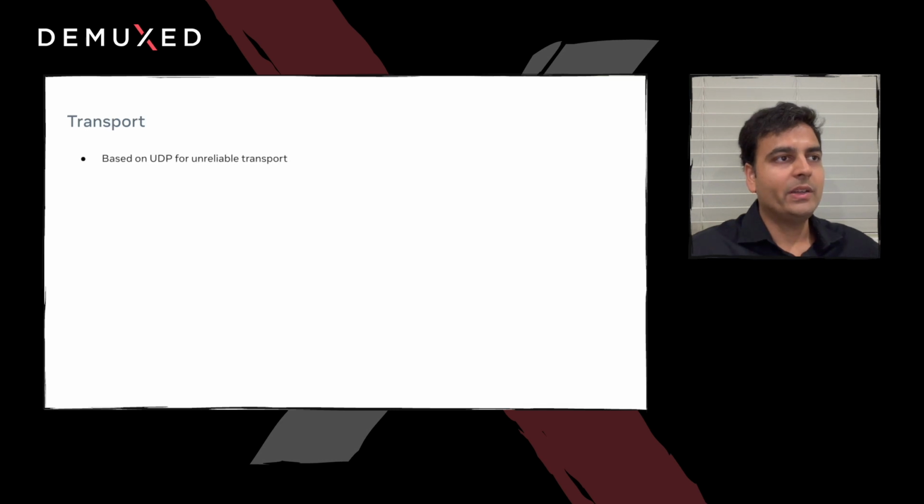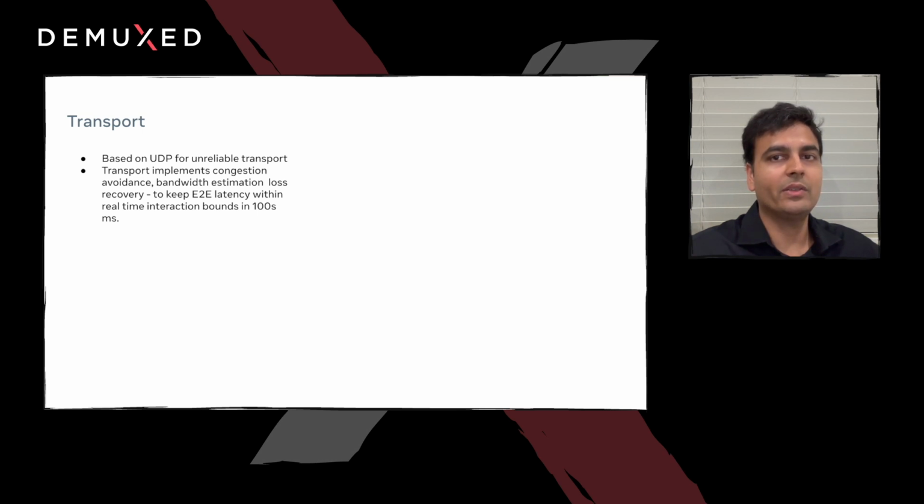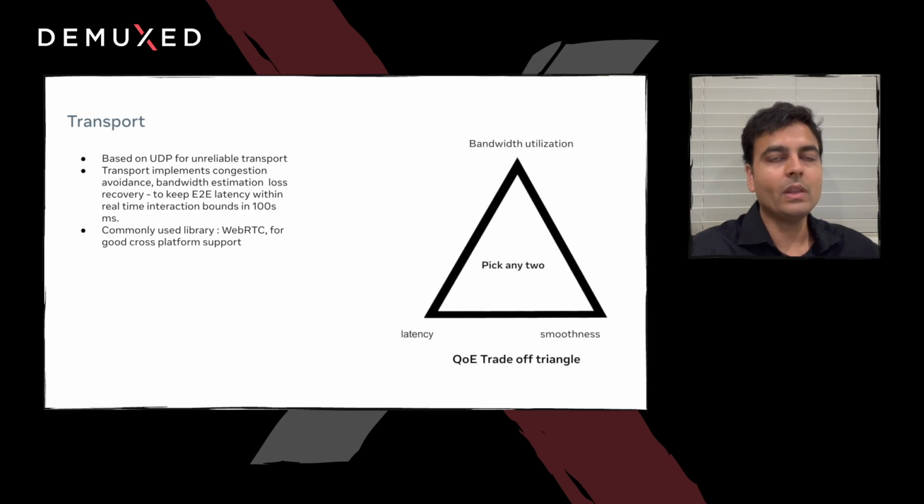On the transport side, you will typically have a protocol built on top of UDP for unreliable transport. This will implement congestion avoidance, bandwidth estimation, loss recovery, etc., all designed to keep end-to-end latencies within real-time interaction bounds. A commonly used library here is WebRTC for good cross-platform support. In terms of quality of experience, you have three metrics here: latency, smoothness, and bandwidth utilization. You typically face a trade-off where you cannot have the most optimal performance in all three, and you have to pick two of the three.